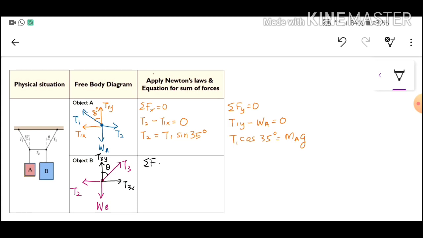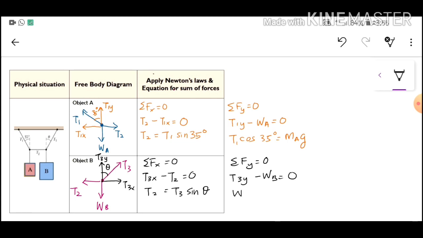When we apply Newton's law of motion at the x component, we get T3x minus T2 is equal to 0. So T2 is actually equal to T3 sin theta. At the y component, sum of Fy is equal to 0. So T3y minus Wb is equal to 0. So Wb is equal to T3 cos theta.